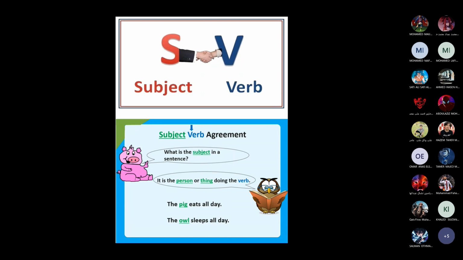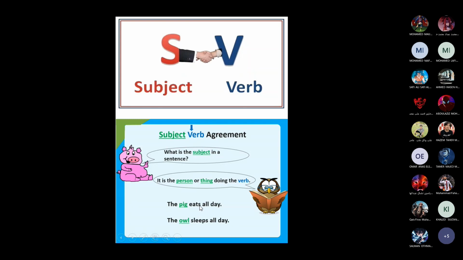Any verb that ends in S, its subject is singular. Again, any verb that ends in S, its subject is singular. So let's check that rule together. In this sentence, we have the verb eats, which has S at the end. And the subject is singular, pig. I'm saying pig, I'm not saying pigs. So the verb eats has S at the end, and I've said that any verb that ends in S, its subject is singular. So the subject of the sentence, pig, is singular, and the verb ends in S.